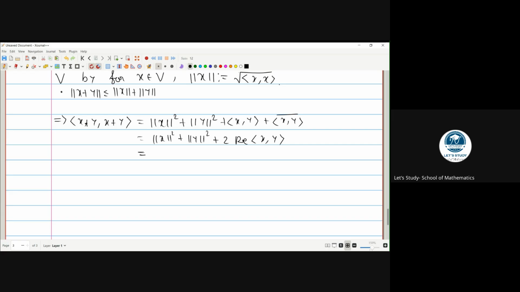Wait a minute. I'm not getting the point. What is the third line? The third line: the real part of the inner product of x y is less than or equal to the modulus of z. The real part of z is less than or equal to the modulus of z. So you are trying to tell this, right? Yes. Okay, then the real part, then the Cauchy-Schwarz inequality.